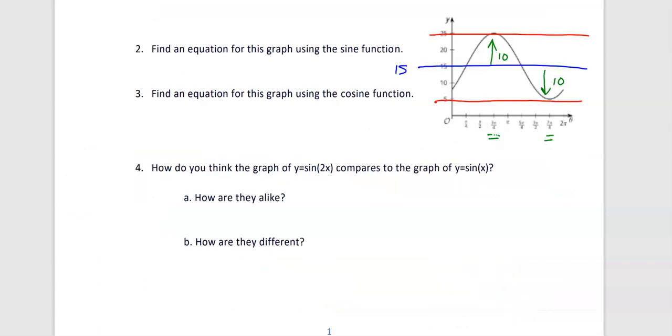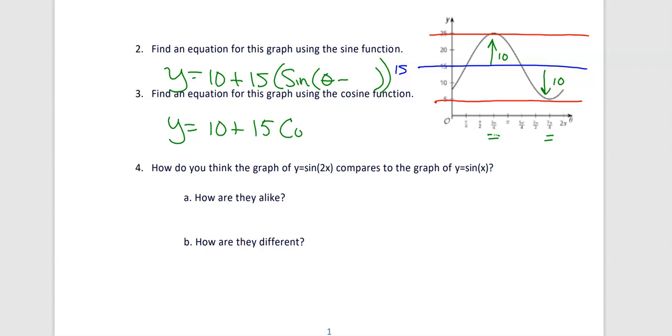All right, so I went ahead and did the amplitude and the midline. For both problems, the amplitude and midline are going to be the same. So I'm just going to start with y is equal to 10 plus 15 times the sine of theta minus something. I can put two sets of parentheses or just a single set of parentheses.